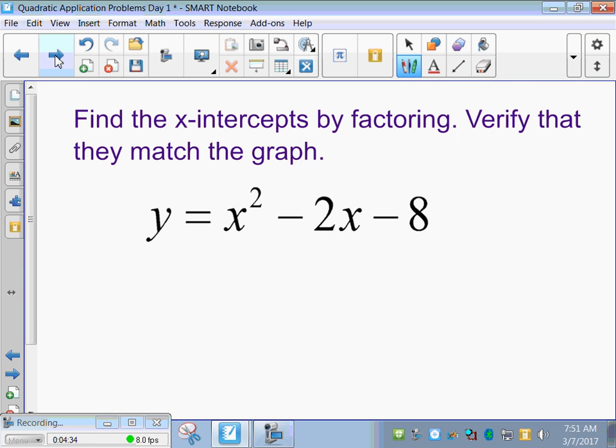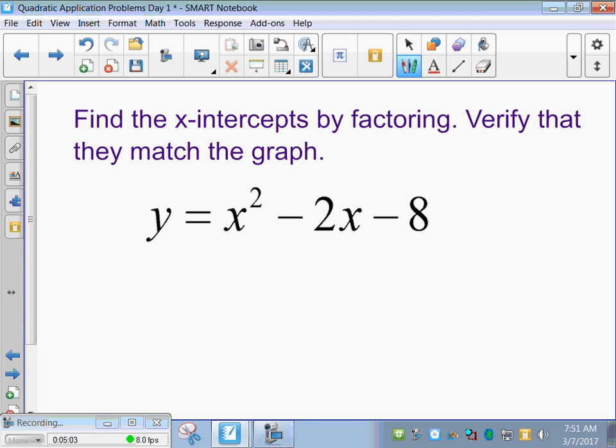Okay. We're going to connect this to the last problem, all right? So this is the same quadratic. I do not know why that's doing that, sorry. Okay, the same quadratic equation right here. So y equals x squared minus 2x minus 8. And it says find the x-intercepts by factoring and verify that they make sense on the graph that we just graphed, okay?